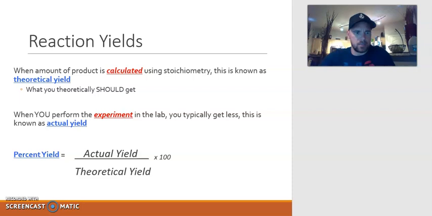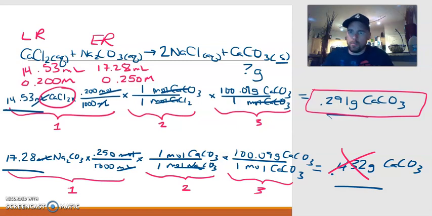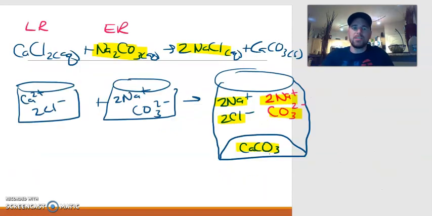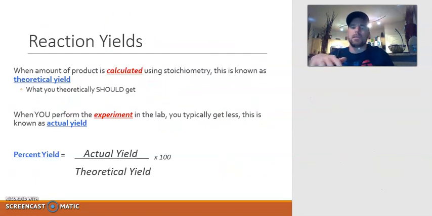So if we look back at the problems that we were doing previously, let me get to the slide where we have our work. The amount that we calculated using math, right here, this 0.291 grams, for example, that's your theoretical yield. Basically what that means is, I've done the calculations. If everything goes perfectly to plan in the lab when we do this chemical reaction, this is the amount that we should get, theoretically. That's why we get that term.